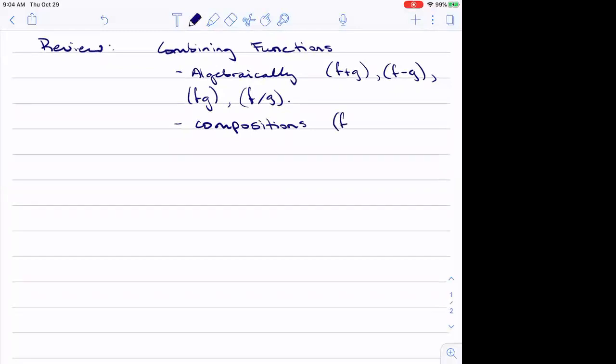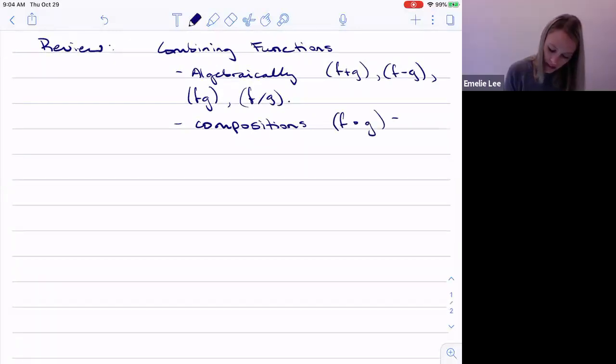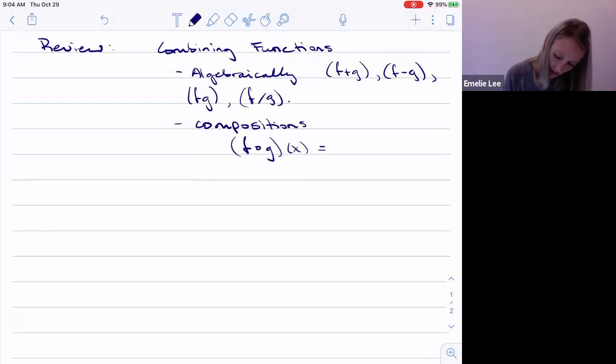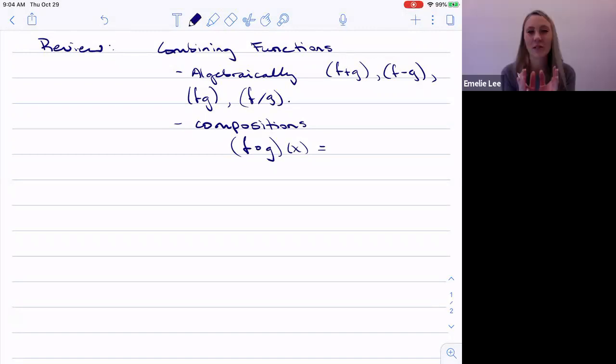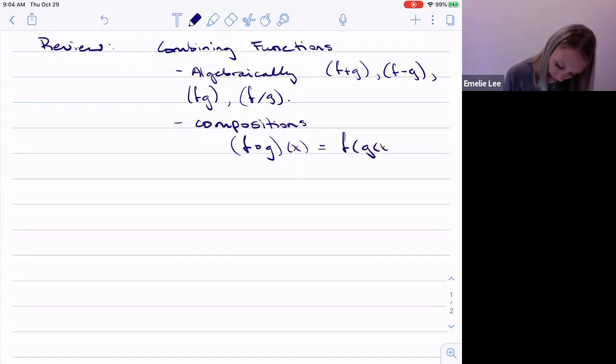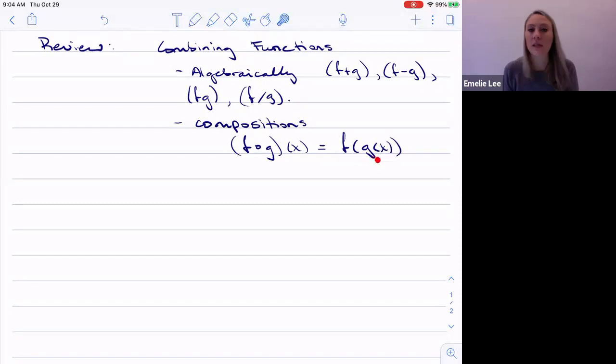like f composed with g. Maybe I'll do this because this one's important. F composed with g of x is the same as f of g of x. So wherever you see an x, you're going to evaluate f at g of x. So you get f of g of x. And I find that this is actually the easier way to read these function compositions, right? But you should be able to recognize f with a little empty circle of g. We can read it as f of g, or technically it's f composed with g of x, right?